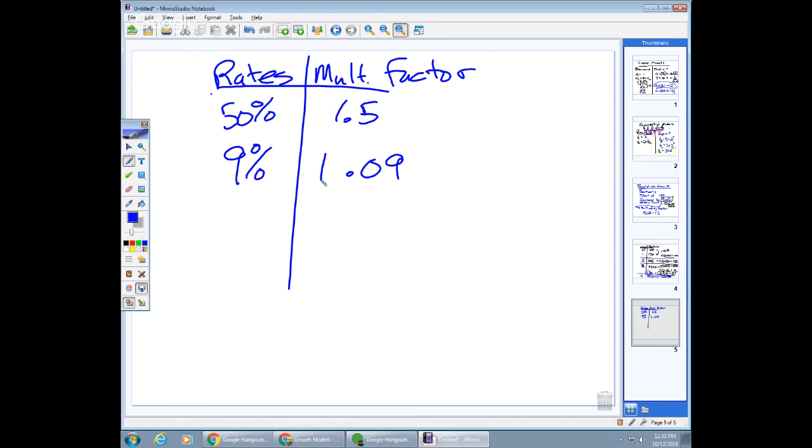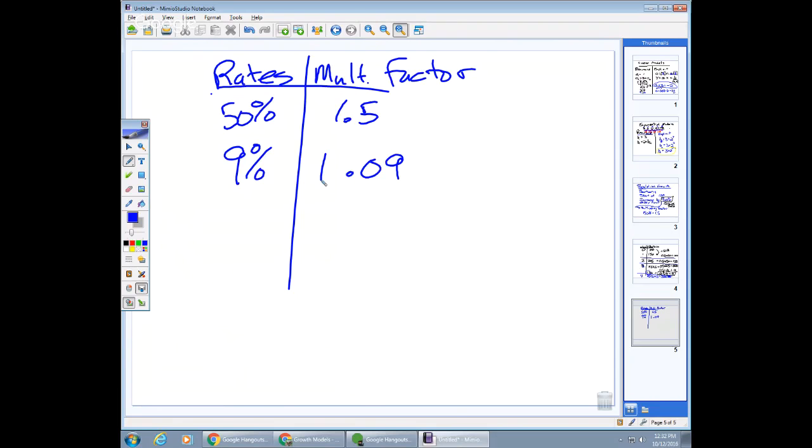Now, sometimes growth is negative, though. So you can have negative growth rates. Like depreciation, right? I bought a new car the other day. As soon as I drove off the lot, it lost money. Every year, it's worth less and less, right? So we could have a growth rate of negative 10%. Here I have 1 plus 0.5. Why plus 0.5? Because that's an increase. Why plus 0.09? Because it's an increase. So the multiplying factor for a decrease, guess what's going to happen? It's going to be 1 minus.